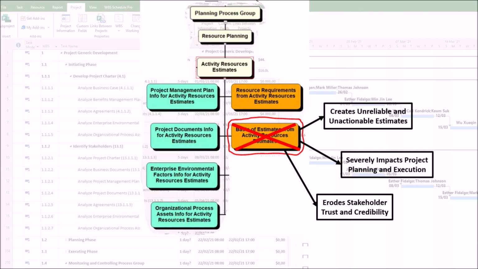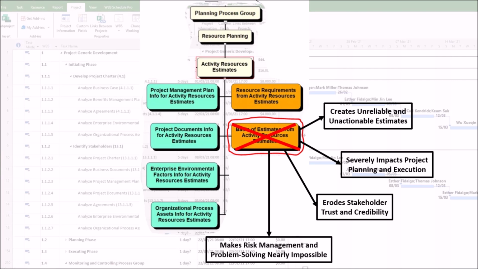Second, you suffer an inability to secure resources. Functional managers who assign staff are less likely to provide the best resources if they see the request is based on a poorly documented, seemingly arbitrary estimate. They will question the project manager's competence.